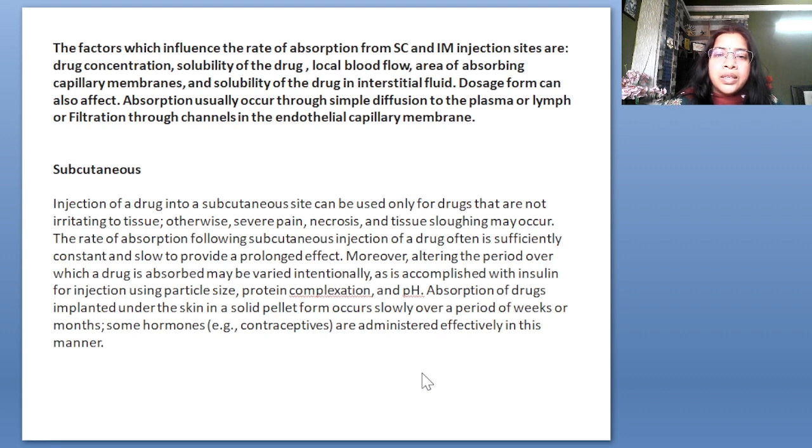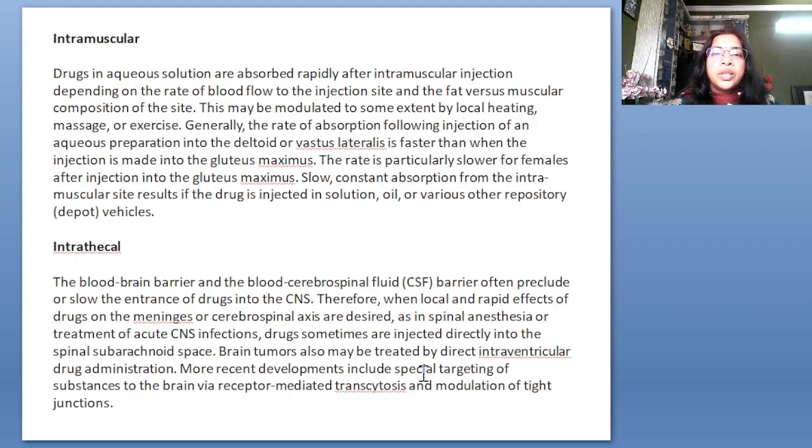Absorption of a drug implanted under the skin in a solid pellet form occurs slowly over a period of weeks or months. Some hormones, like contraceptives, are administered effectively in this manner. Drugs are absorbed rapidly after intramuscular injection, depending on the rate of blood flow to the injection site and the fat versus muscular composition of the site. This may be modulated to some extent by local heating, massage, or exercise.